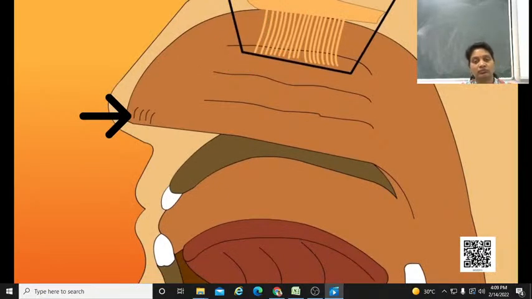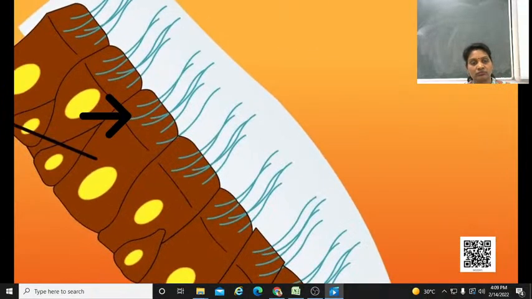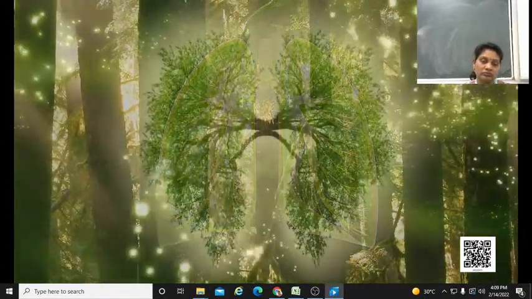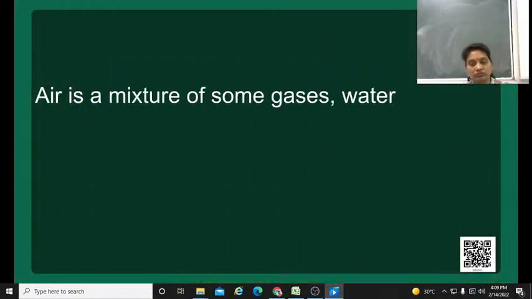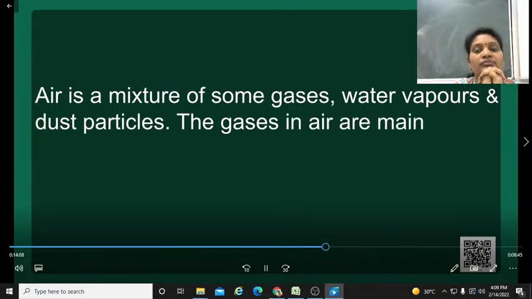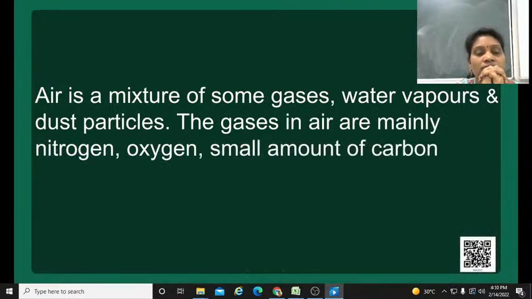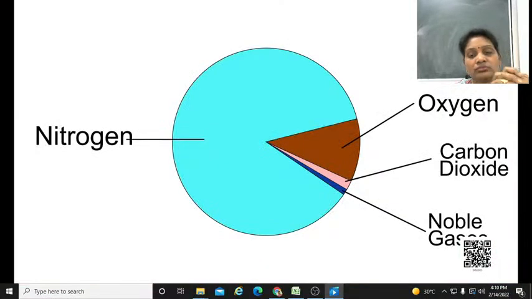When we breathe through our nostrils, we inhale air. Fine hair and mucus are present inside the nose to prevent dust particles from getting into the respiratory system. So, we conclude from this that air is a mixture of some gases, water vapors and dust particles. The gases in air are mainly nitrogen, oxygen, small amount of carbon dioxide and many other gases.